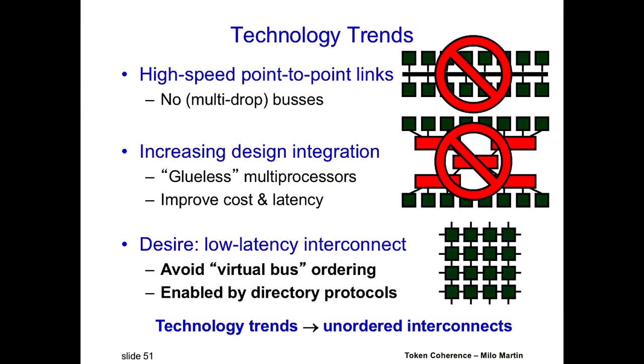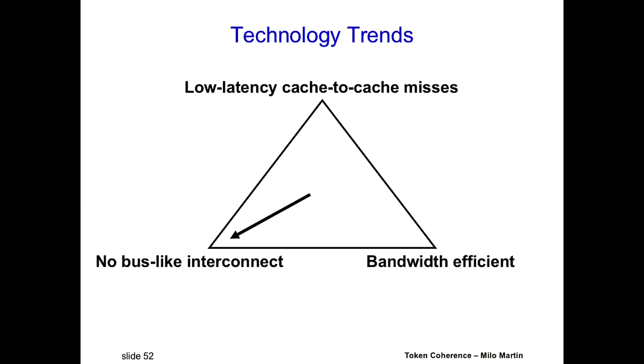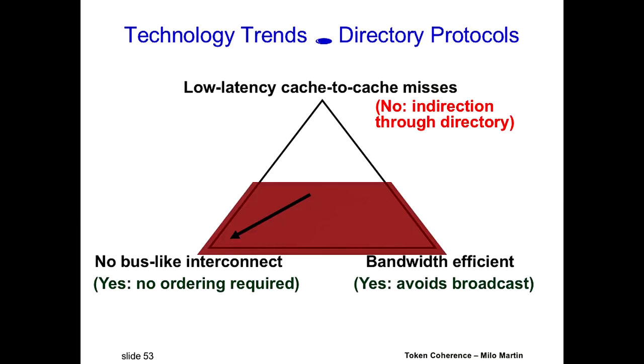So technology trends actually say if you want scalability, you want interconnects that are unordered like this, that are not good for ordering things. So technology trends say you'd want no bus-like interconnect. So that's good over here, and hopefully it avoids broadcast also. But bandwidth efficiency really comes from the protocol also, so there's more over here. But the problem is, if you have no bus-like interconnect, you have no indirection. You need some sort of indirection, perhaps, and you need some sort of ordering. So you don't get low latency, essentially.